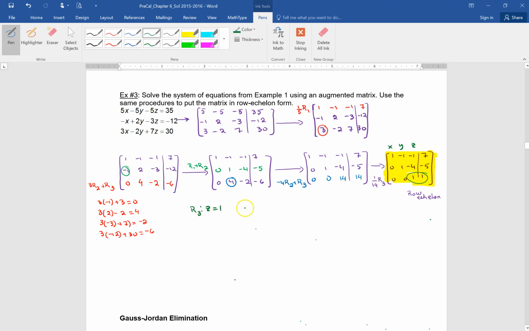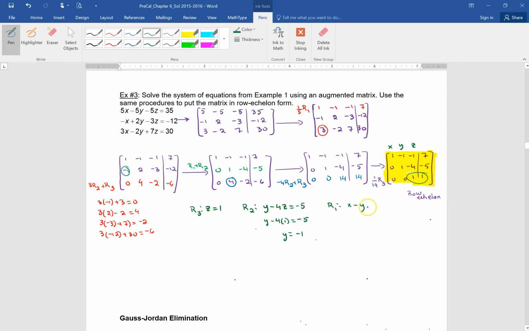Now, what do I extract from row 2? That y minus 4z is equal to negative 5. So let's plug in our z now. Y minus 4 times 1 is equal to negative 5. What's y? Negative 1.